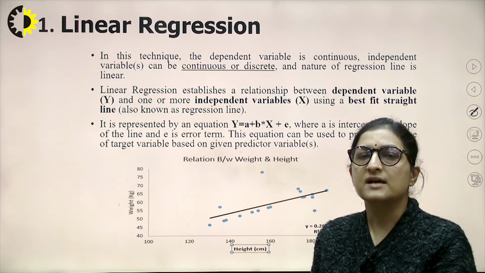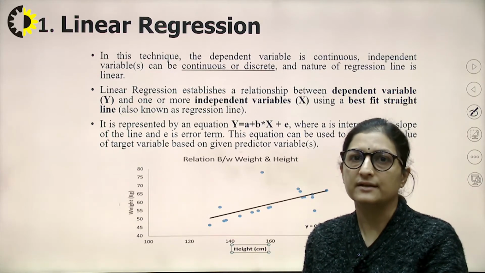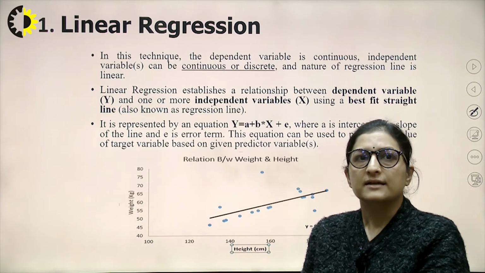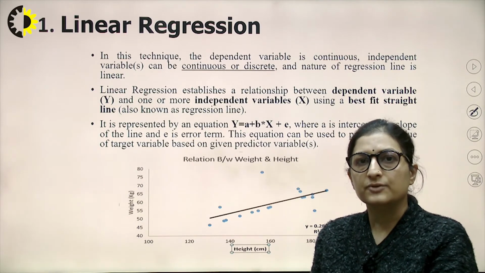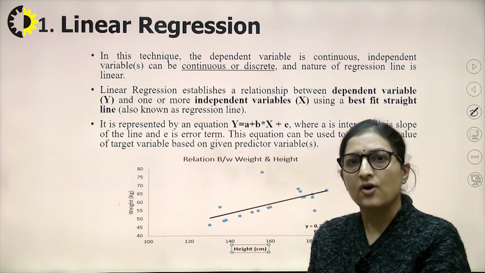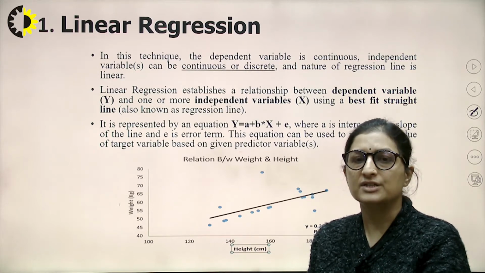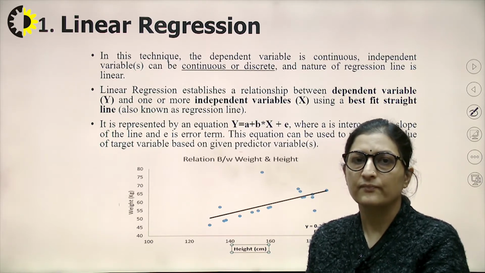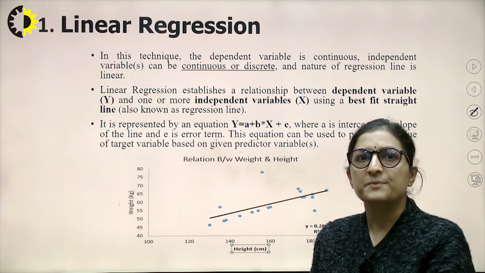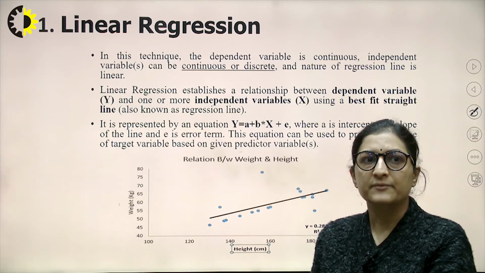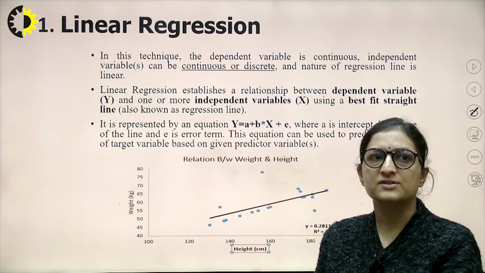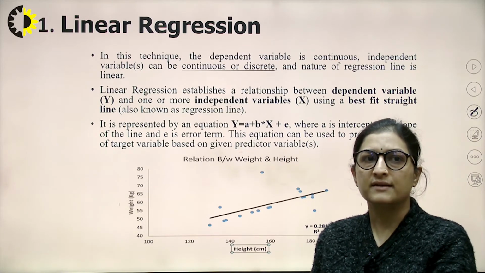So, the very first example that we will discuss for regression is linear regression. What is linear regression? In this technique, the dependent variable is continuous. Independent variable can be continuous or discrete, and nature of regression line is linear. Linear regression establishes a relationship between dependent variable y and one or more independent variable x using a best fit straight line, also known as regression line.